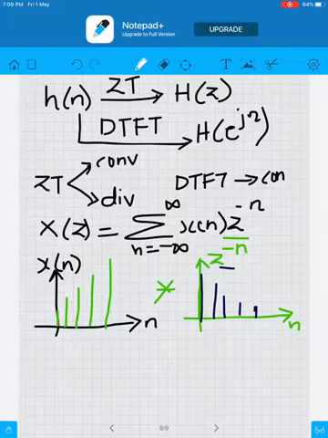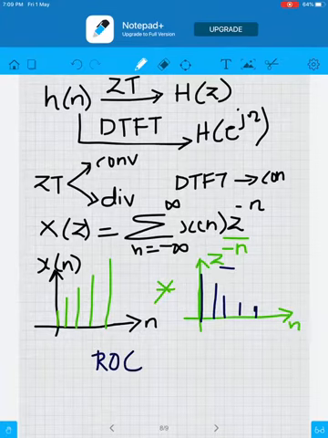The range of values of z for which the z transform exists is called the region of convergence.